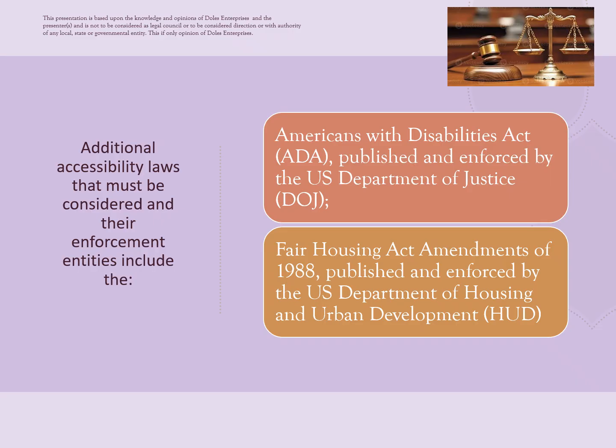Additional accessibility laws that must be considered, and their enforcement entities, include the Americans with Disabilities Act, published and enforced by the U.S. Department of Justice, and the Fair Housing Act, amended in 1988, published and enforced by the U.S. Department of Housing and Urban Development.